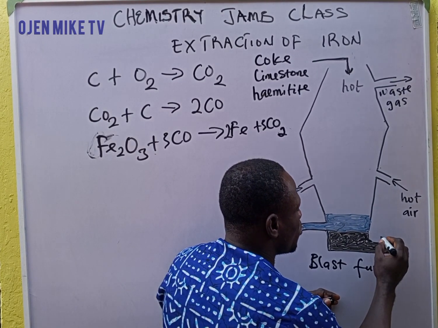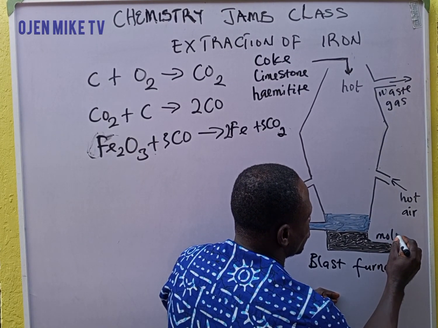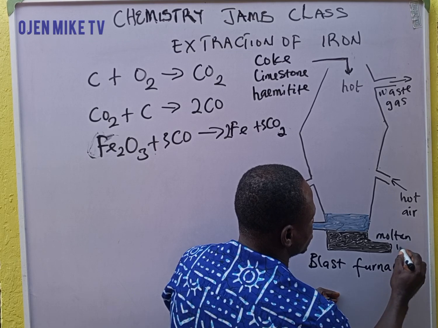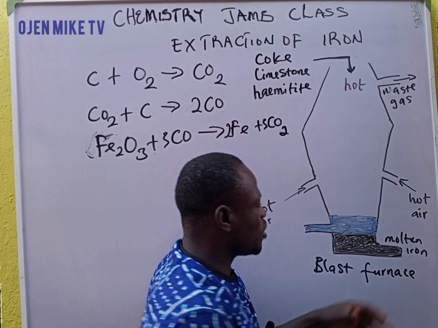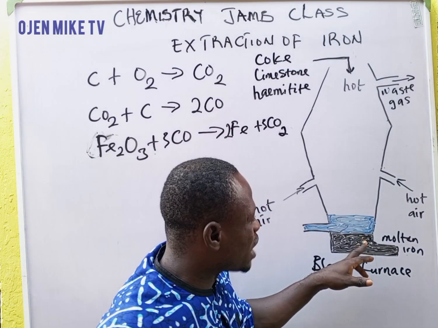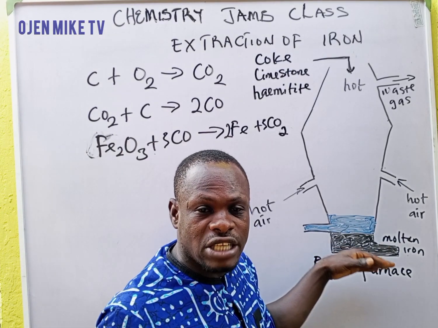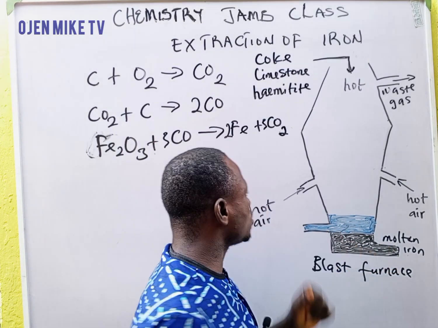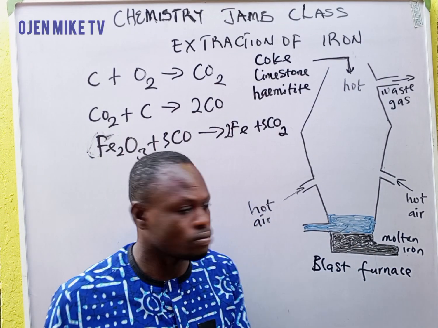The iron that you have gotten will now come and settle here. This is what we call molten iron. The iron that you have gotten will settle down here. This black thing will settle at the bottom of the furnace. Are you following? Now, it is not all.